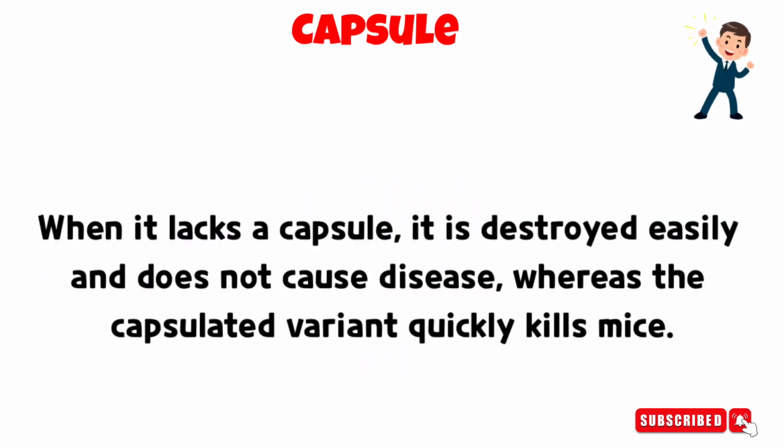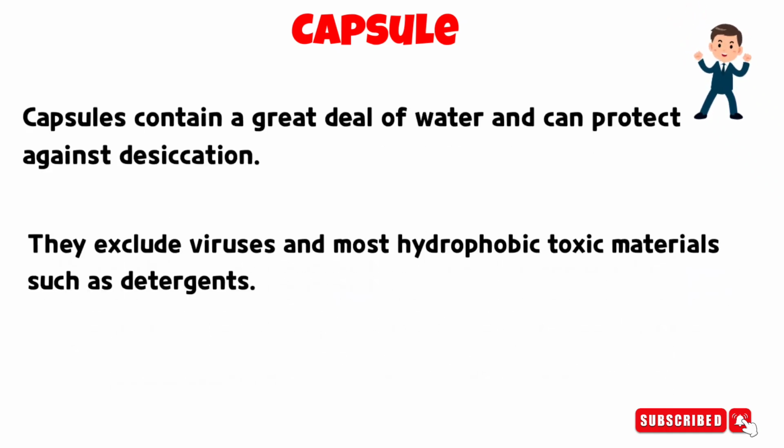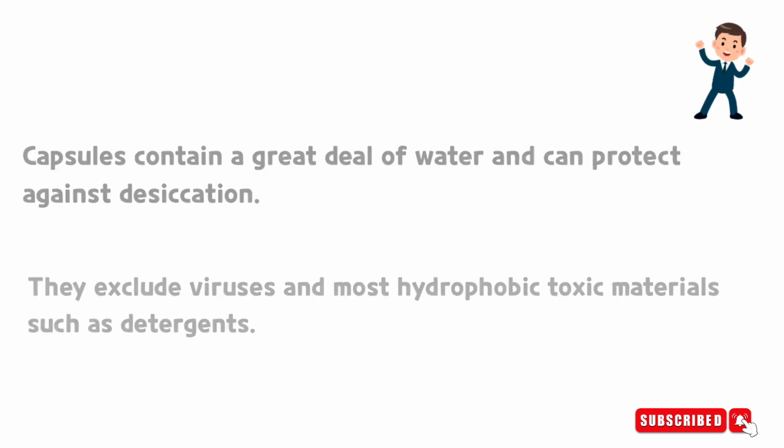When it lacks a capsule, it is destroyed easily and does not cause disease, whereas the capsulated variant quickly kills mice. Capsules contain a great deal of water and can protect against desiccation. They exclude viruses and most hydrophobic toxic materials such as detergent.